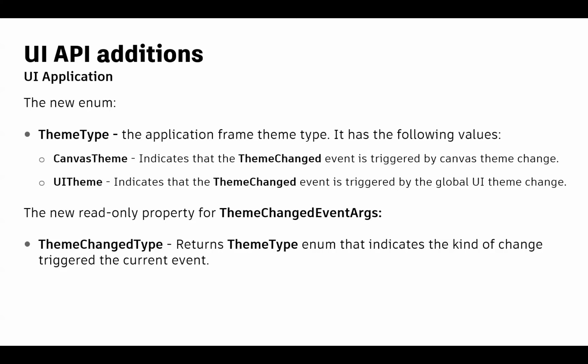For the UI application, we have a new enum, ThemeType. It could be CanvasTheme, which indicates that the theme changed event is triggered by a canvas theme change, and UITheme, which indicates that the theme changed event is triggered by the global UI theme change. The new read-only property for ThemeChangedEventArgs, ThemeChangeType, returns the ThemeType enum that indicates the kind of change that triggered the current event.